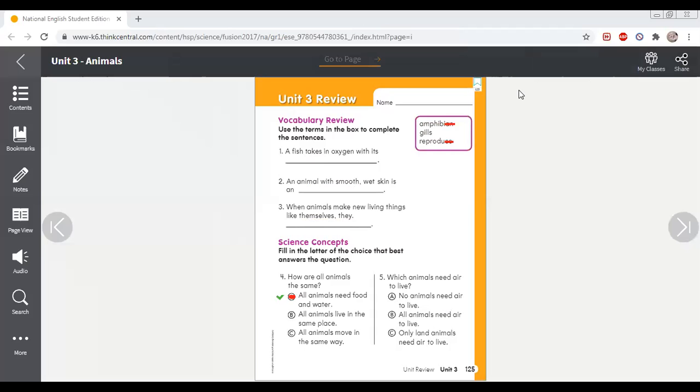Yes, excellent, grade 1. Very good. Yes, your answer is correct. So, all animals need air to live. Bravo. So, let's mark. It's B. All animals need air to live.